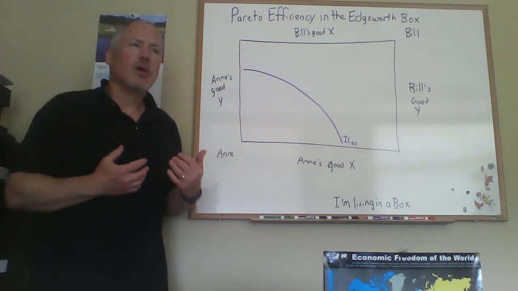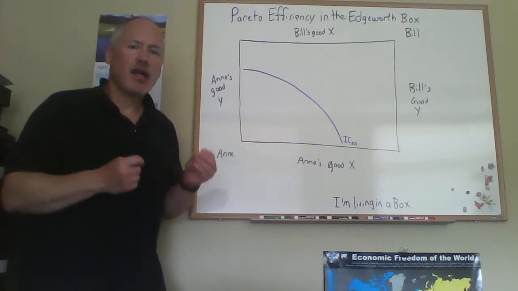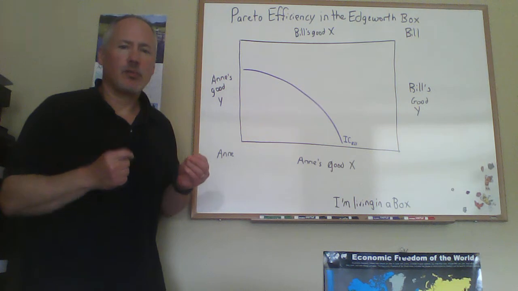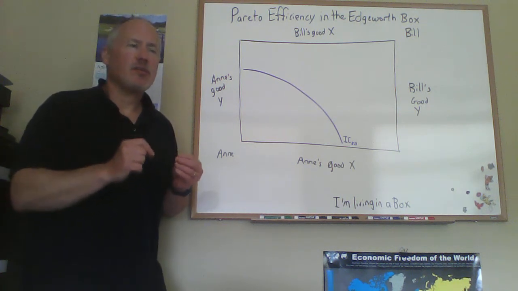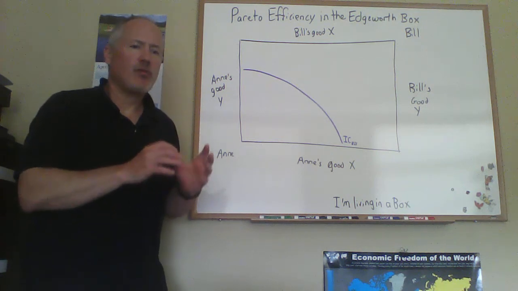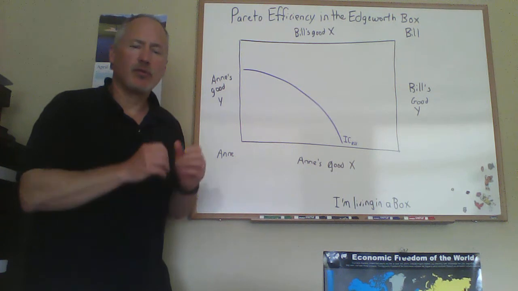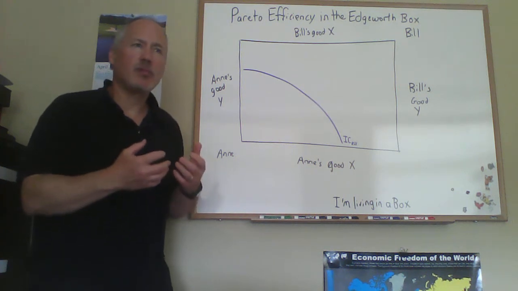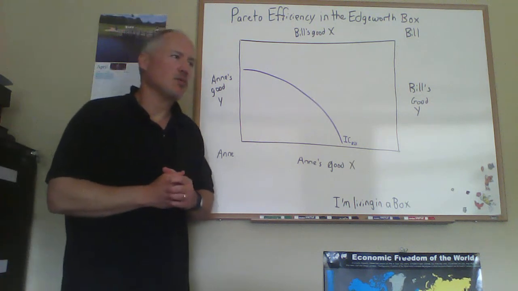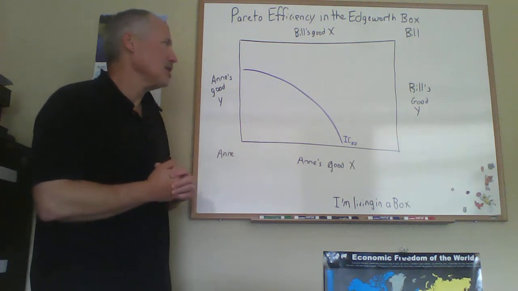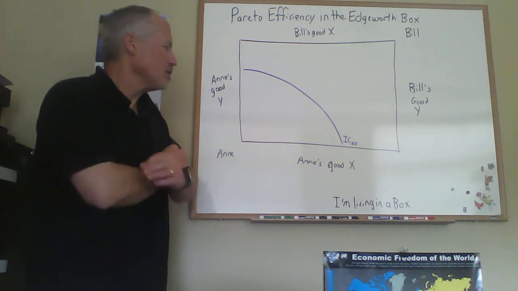Now, the definition of Pareto efficiency says that an allocation is Pareto efficient or Pareto optimal if there is no way to make one person better off without making the other person worse off. So there's no way to feasibly make one person better off without making the other person worse off in our two-person economy here. So let's see how this would work. I've drawn an indifference curve in here for Bill.